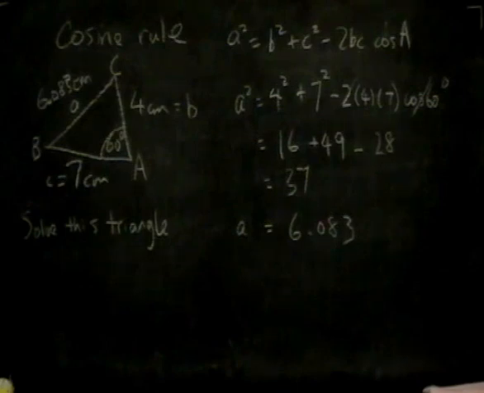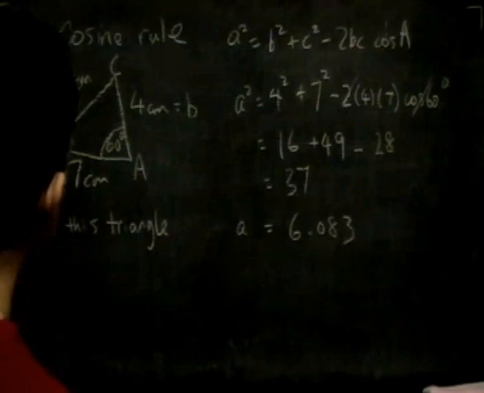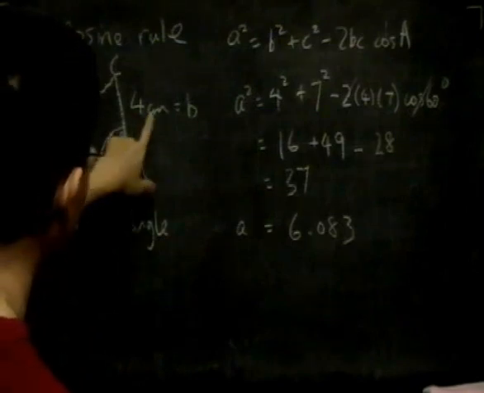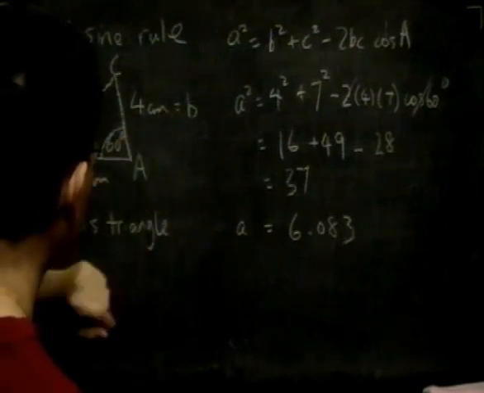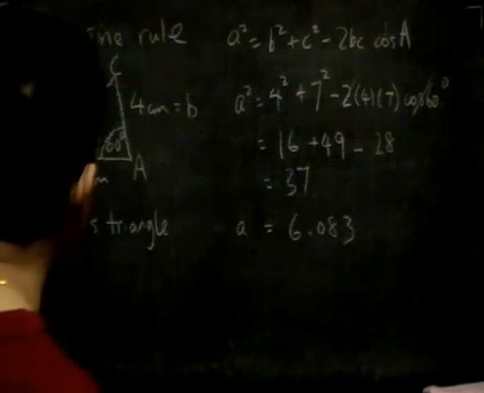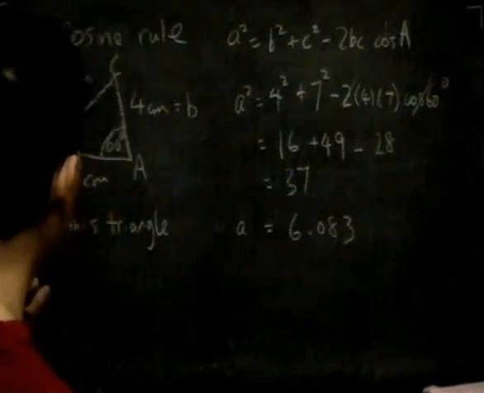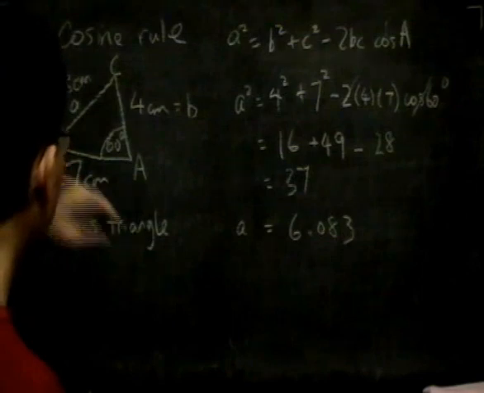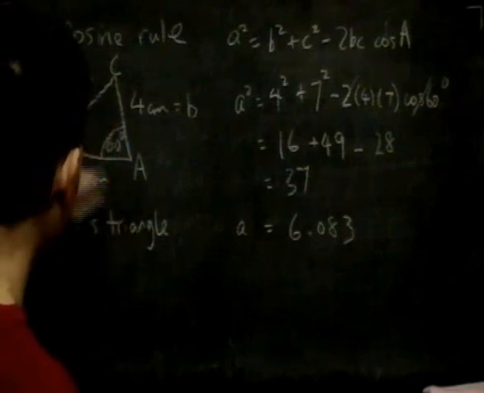All right. Now we have all three sides and we know one of the angles. All right. The next thing to do would be to find those other two angles.